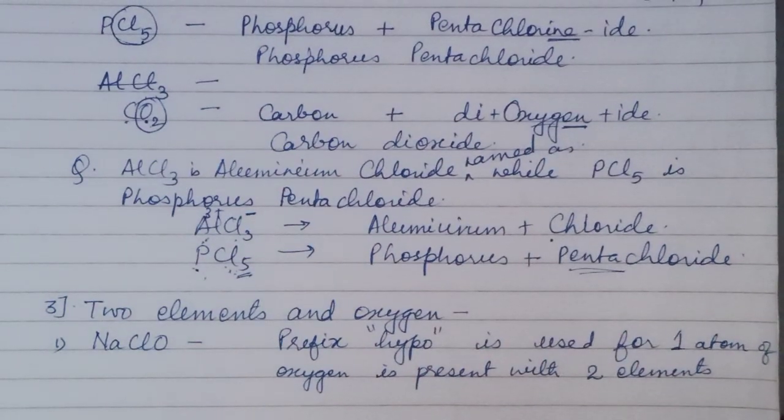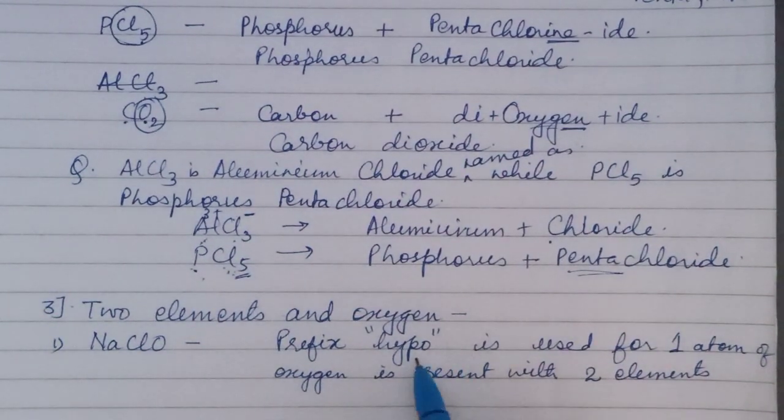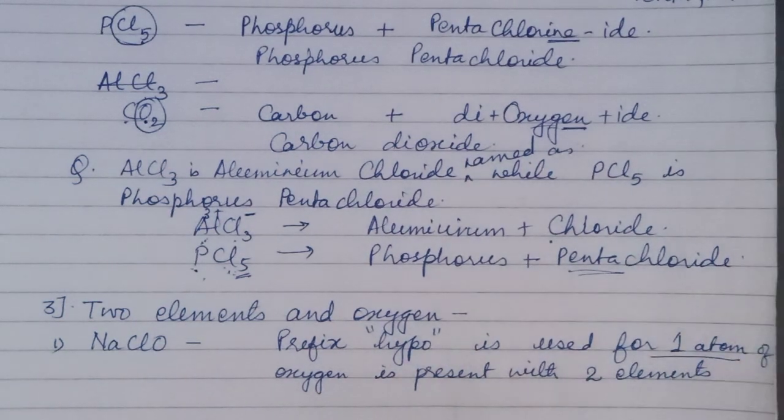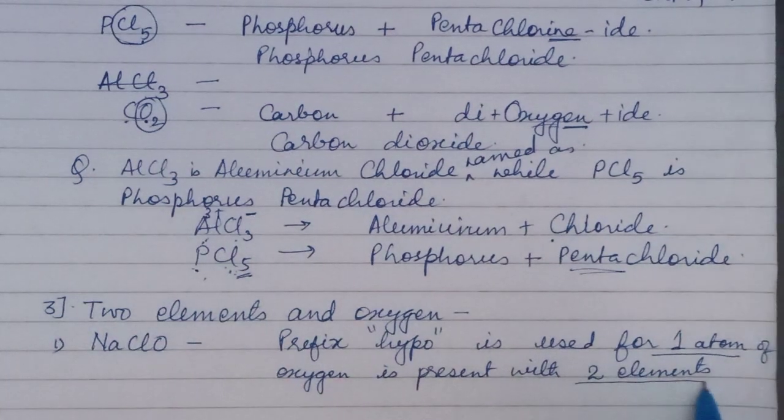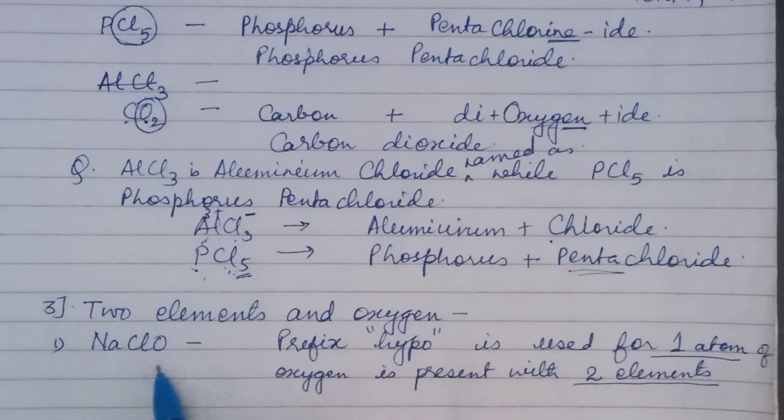Children, the prefix hypo is used for one atom of oxygen if it is present with two other elements. See here, NaClO, oxygen is only one atom, present with two other elements, sodium and chlorine. So here we will use the prefix hypo. So its name will be sodium hypochlorite.